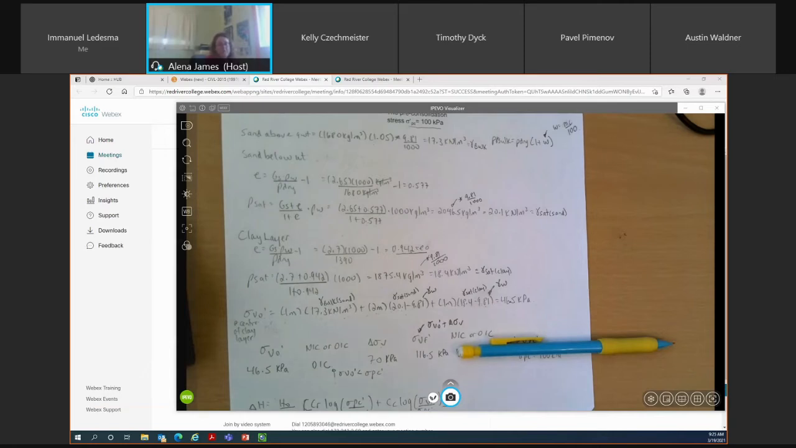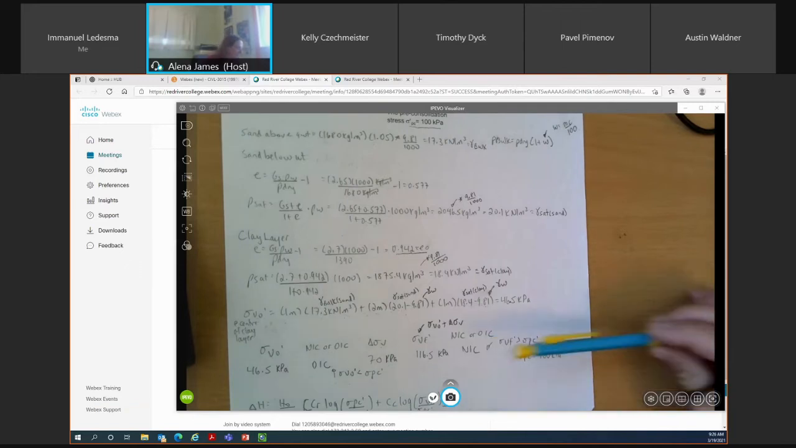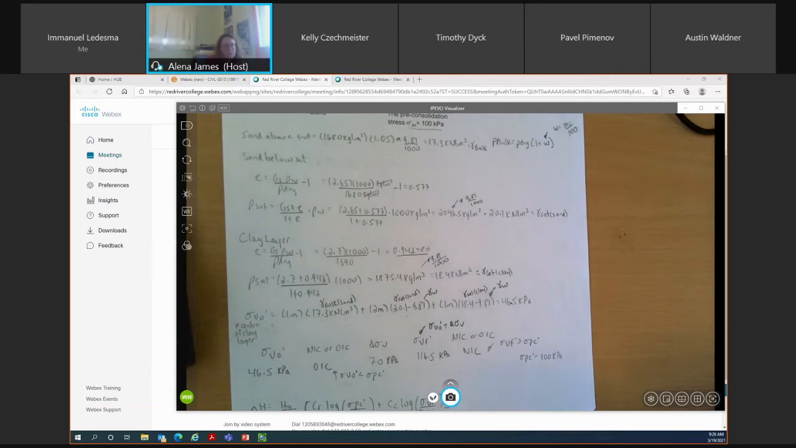Now I need to determine if my final effective stress is in a normally consolidated state or an over-consolidated state. What do you guys think? Correct. And why is it in a normally consolidated state? Correct. It's greater than 100 kPa, which is our pre-consolidation pressure. Therefore, my final state is normally consolidated after I've added the external load. So my little table gives me a clue to which equation I should use. Based on the information here, which equation am I using?